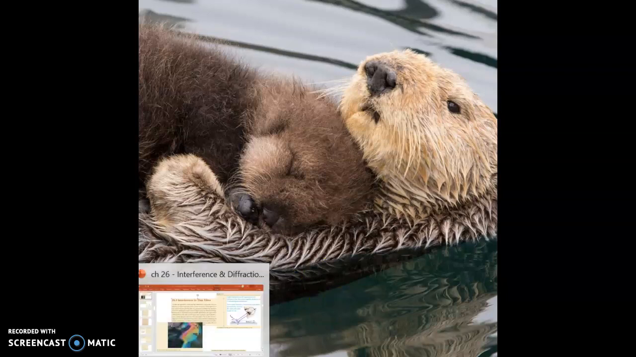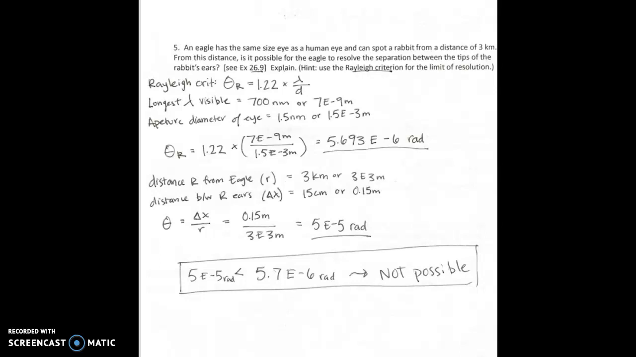I'm going to talk through my final quiz of the quarter, question number 5. So here we have an eagle that apparently has the same size eyeballs as humans, but they can see a rabbit from as far as 3 kilometers away, which is crazy. Rabbit doesn't stand a chance. So from this distance, is it possible for the eagle to resolve the separation between the tips of the rabbit's ears?